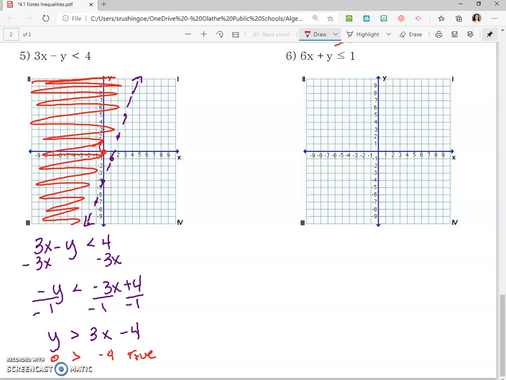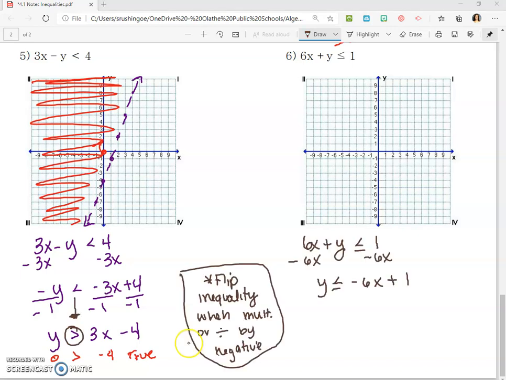Go ahead and try number 6, and then pause, check when you're ready. Don't forget to add this to your notes of that flipping of the inequality that we did for 4 and 5.